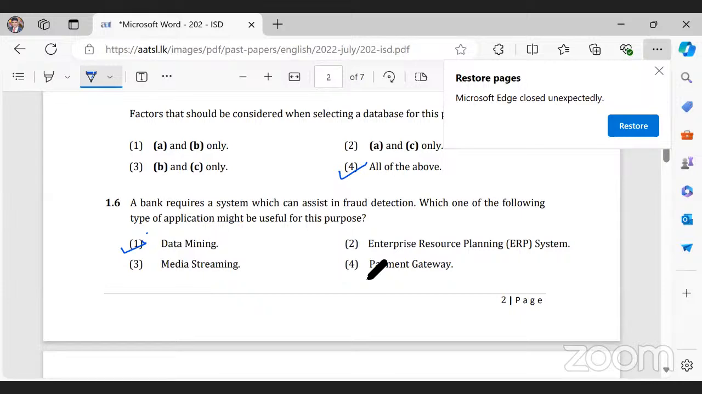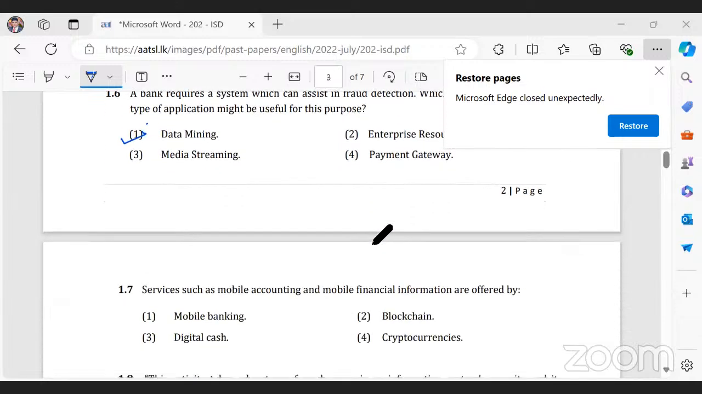Who is involved in this fraud? They are not going to admit it. Someone has to catch them. Then definitely we have to go for some analysis to identify the particular thing. A bank requires a system which can assist. Which one of the following types of application might be useful? That is data mining, not payment gateway. Some say number 4.